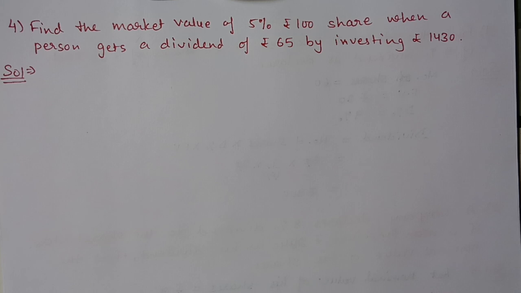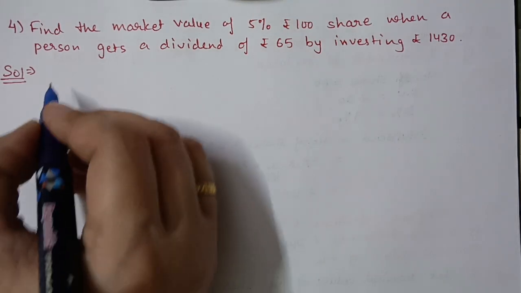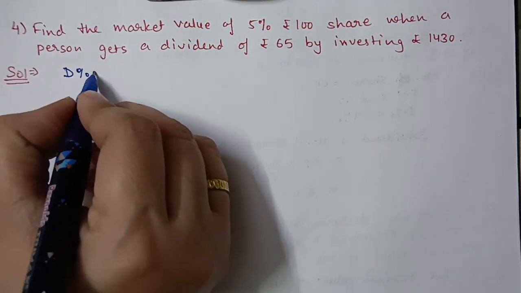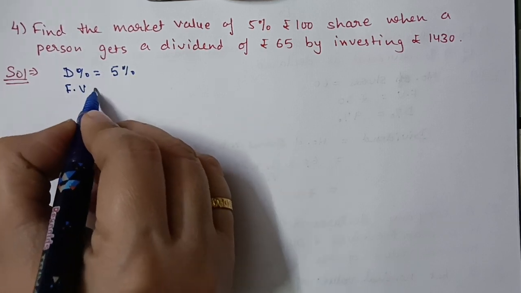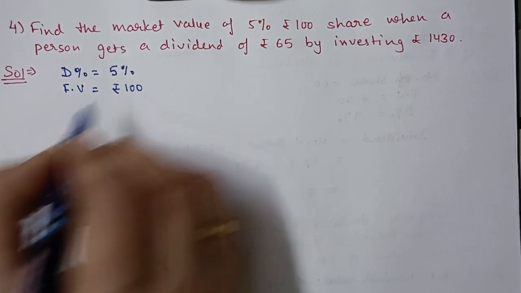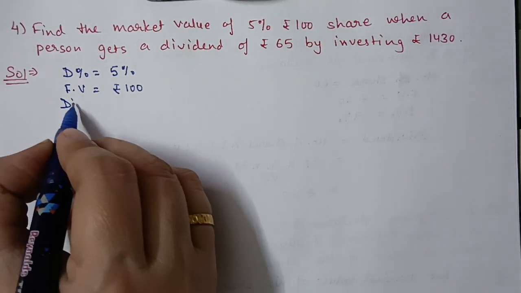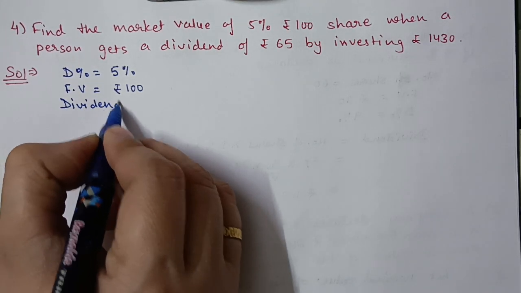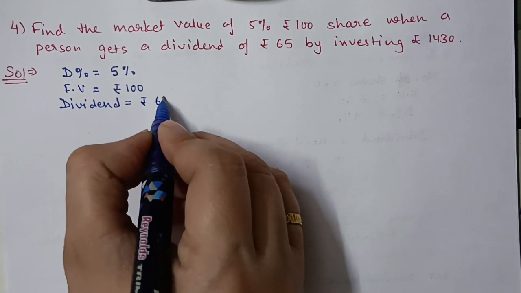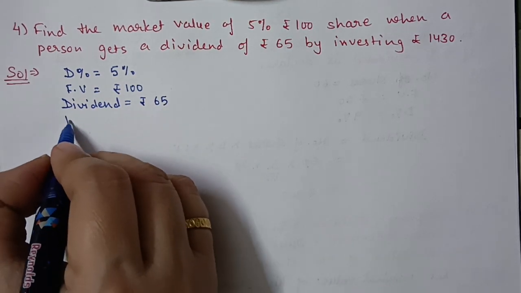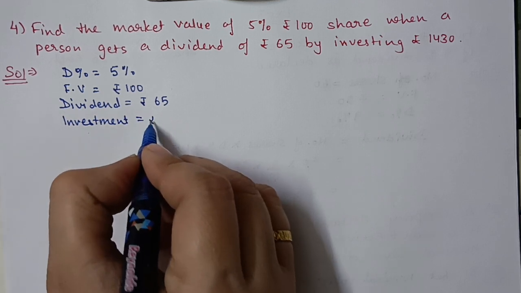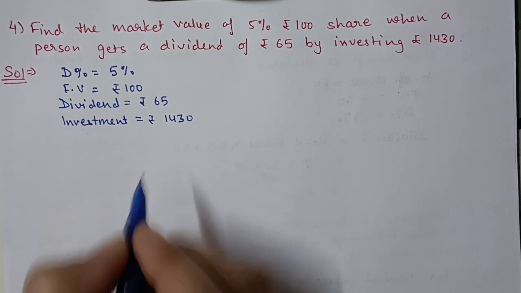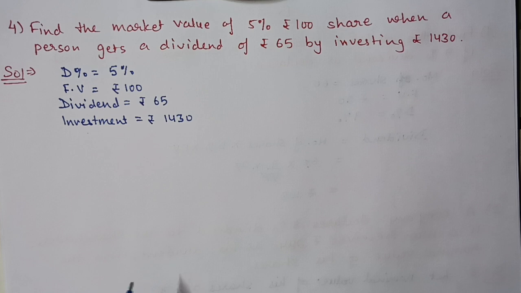So first we will write the terms whatever is given in the question. Dividend percentage is given 5%. Face value is given 100 rupees. Then dividend is given in rupees, 65 rupees. Total investment is given 1430 rupees.